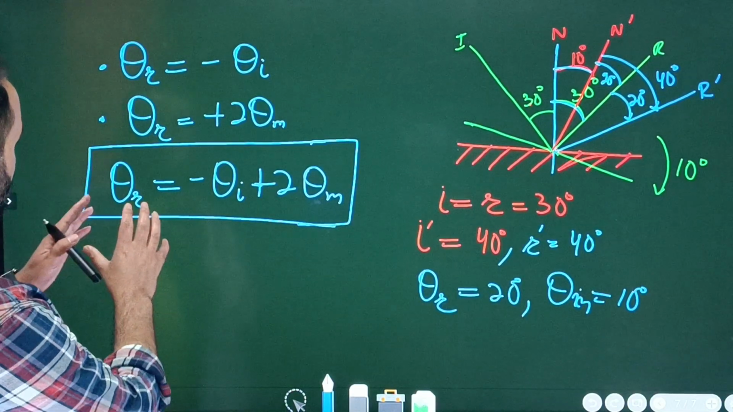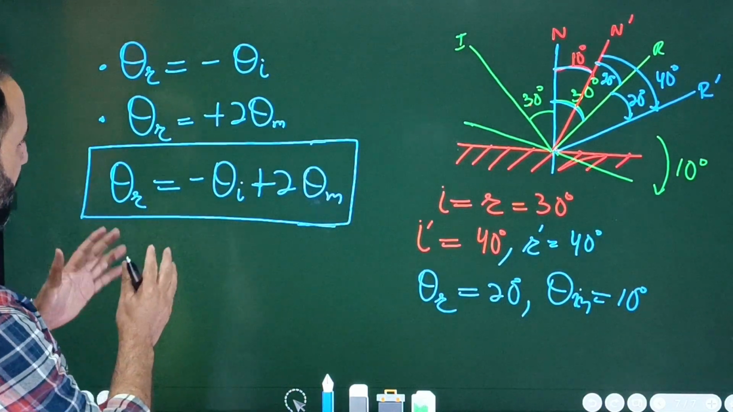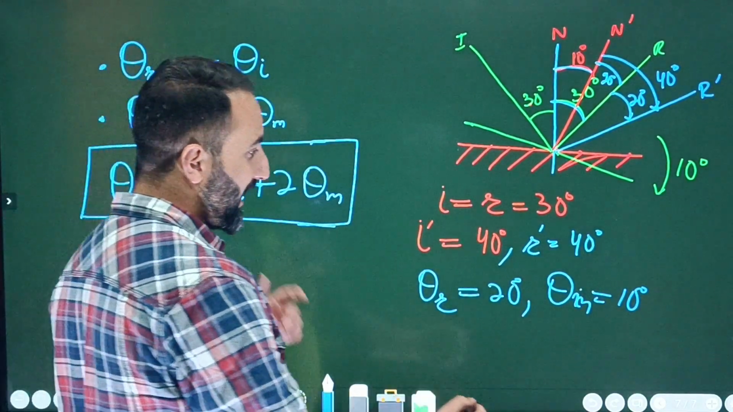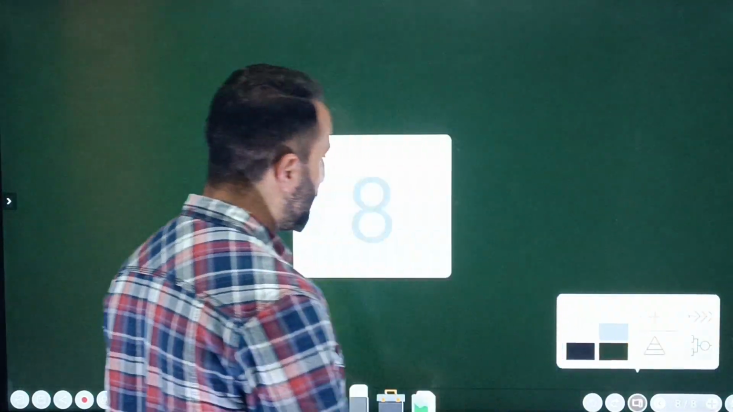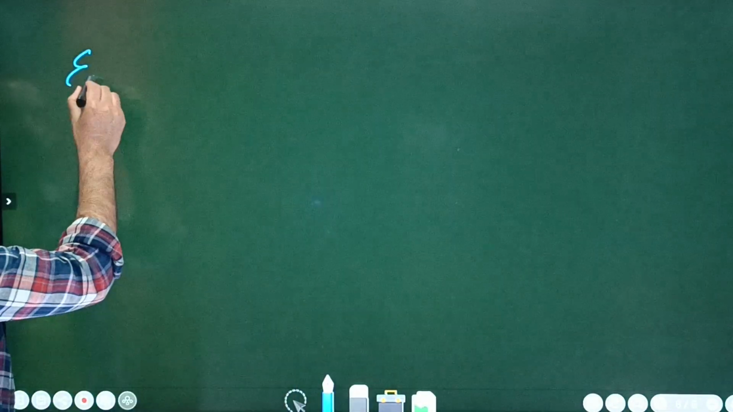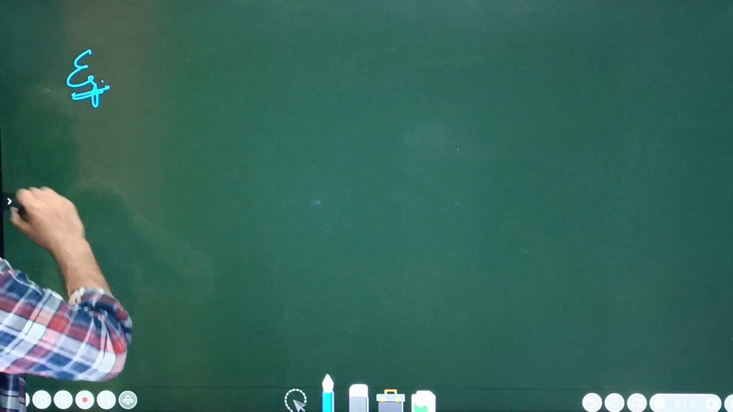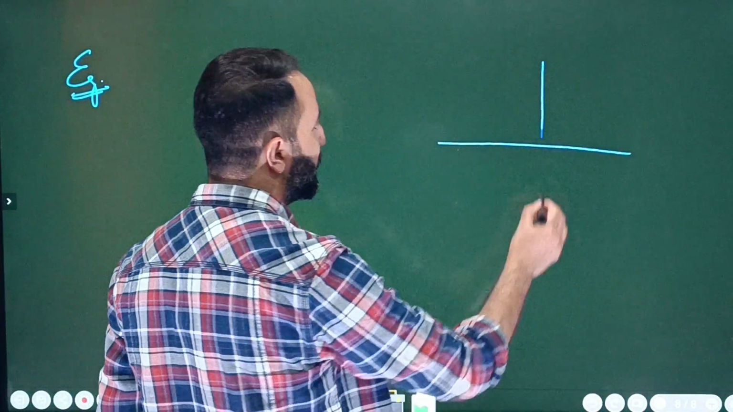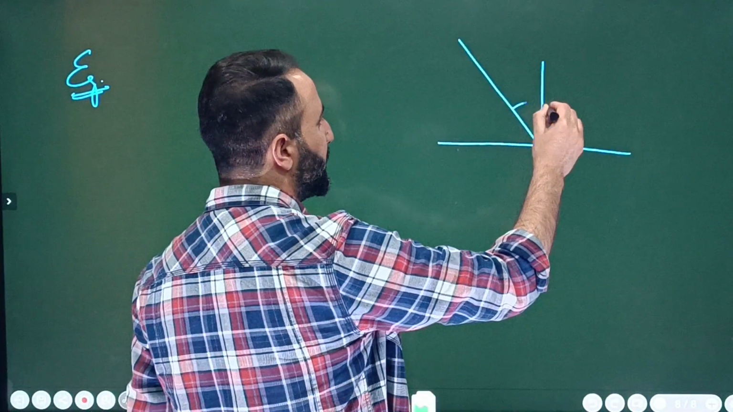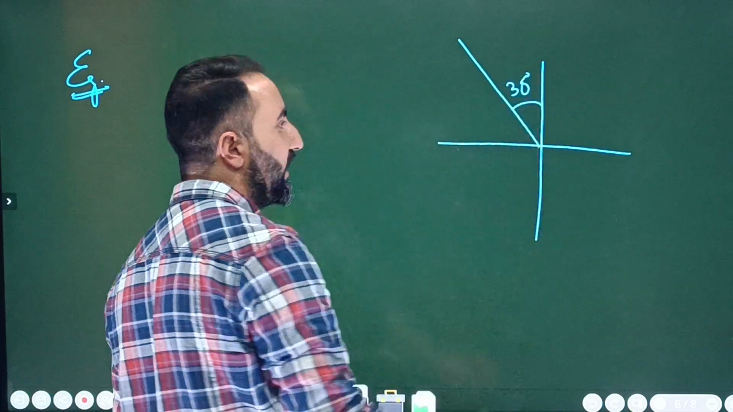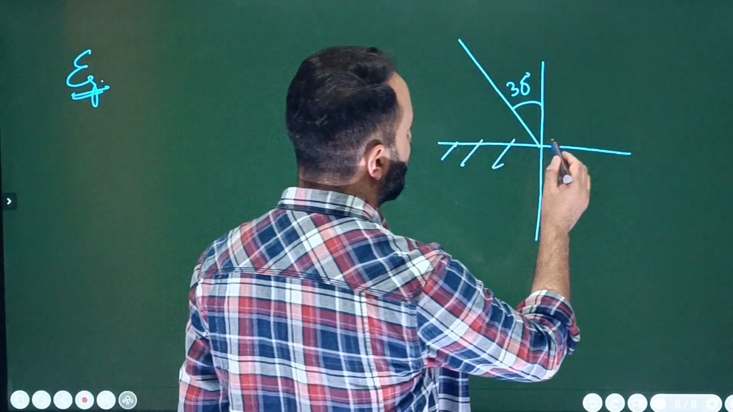All right, okay. So you focus on this equation. ठीक है ना बेटा? It is highly important. Let's check it out. तो यहाँ ध्यान दीजिए बेटा. So let's do an example like this. For example, here we have a mirror and this is the normal to the mirror and this is the incident ray. Suppose this angle is given, this equal 30 degree. Okay, now this is the normal, this is the mirror.